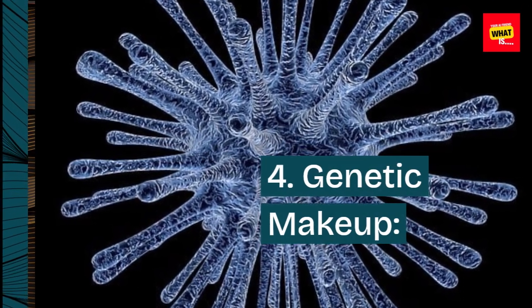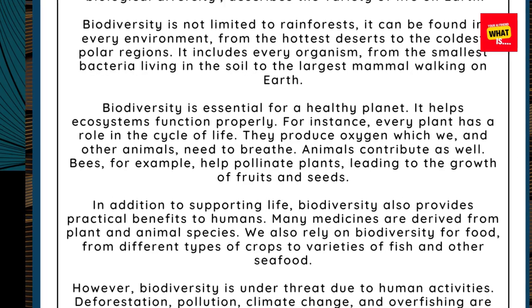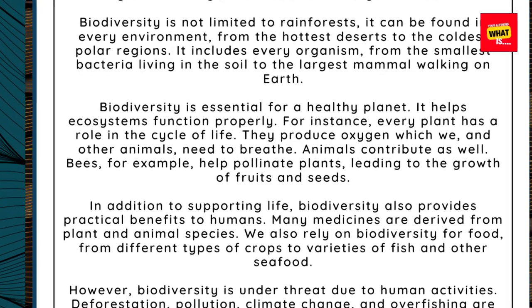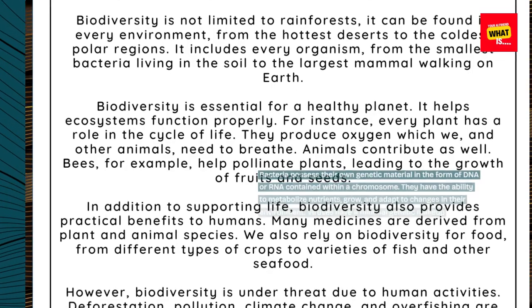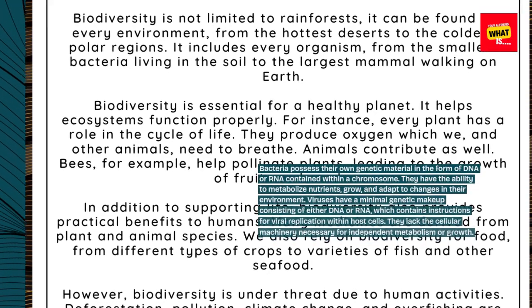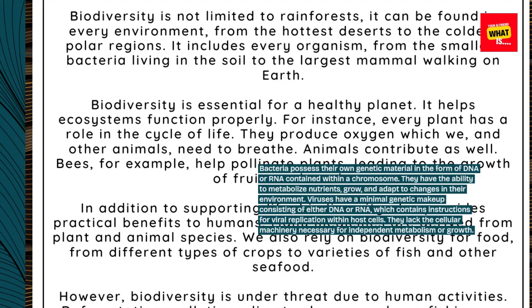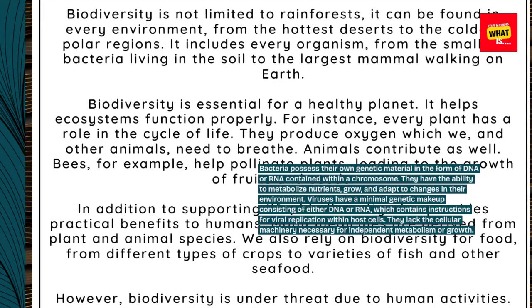4. Genetic makeup. Bacteria possess their own genetic material in the form of DNA or RNA contained within a chromosome. They have the ability to metabolize nutrients, grow, and adapt to changes in their environment.